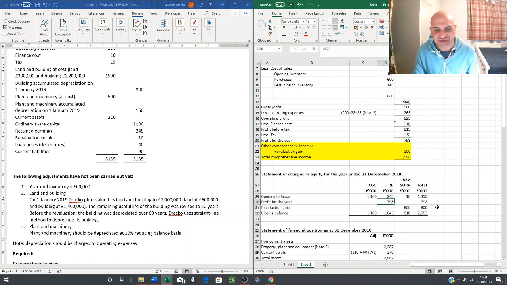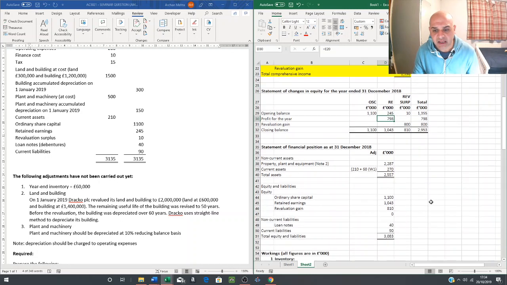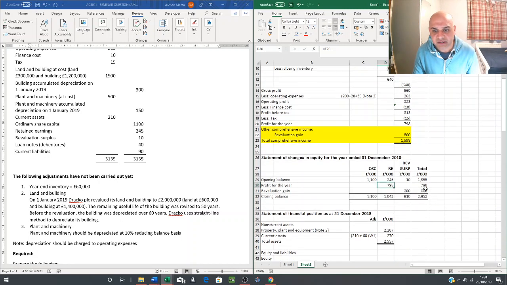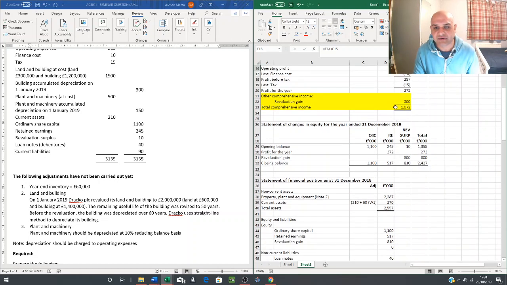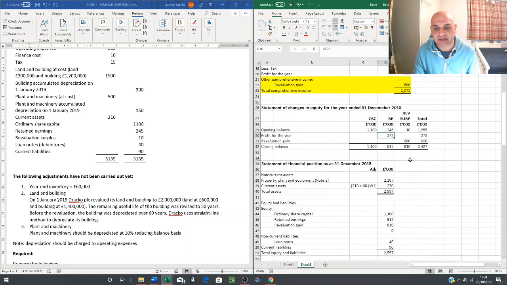Okay, and oops, oh, that should be minus, shouldn't it? If that is not minus, that is going to be a problem, because the balances will not be equal. Now they are. Okay, so the profit figure is 272, goes into the retained earnings, straight to the totals, closing balances, and that filters through to the statement of financial position.